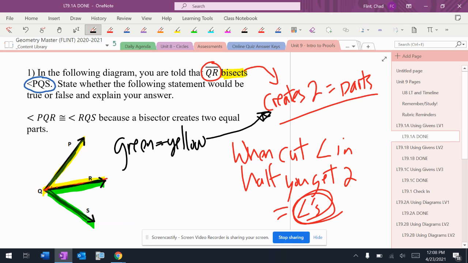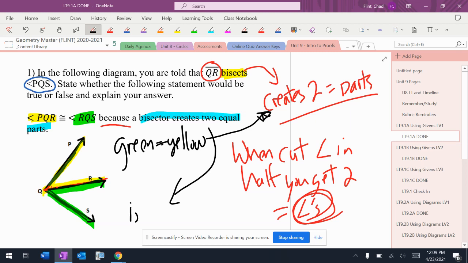Eventually, I want you to be able to write this statement. But I think that to start off with, just identifying if the statement that's there is right or wrong is really good. So PQR, that's my yellow angle, is congruent to RQS. That's my green angle. So that's good. All right. But then it's got to tell me why. So because a bisector creates two equal parts, this last thing right here, that has to use the vocabulary in the correct way.